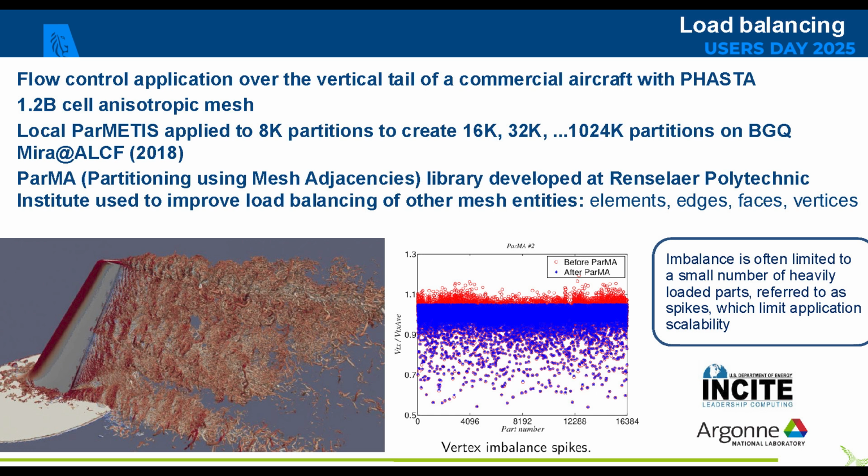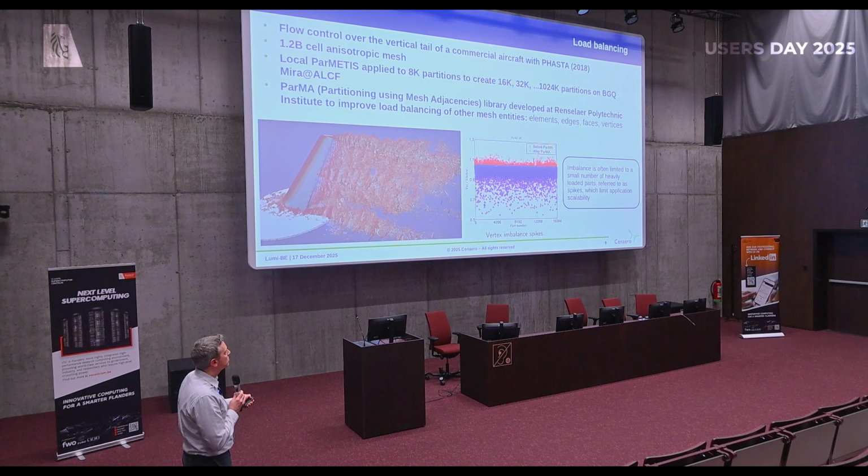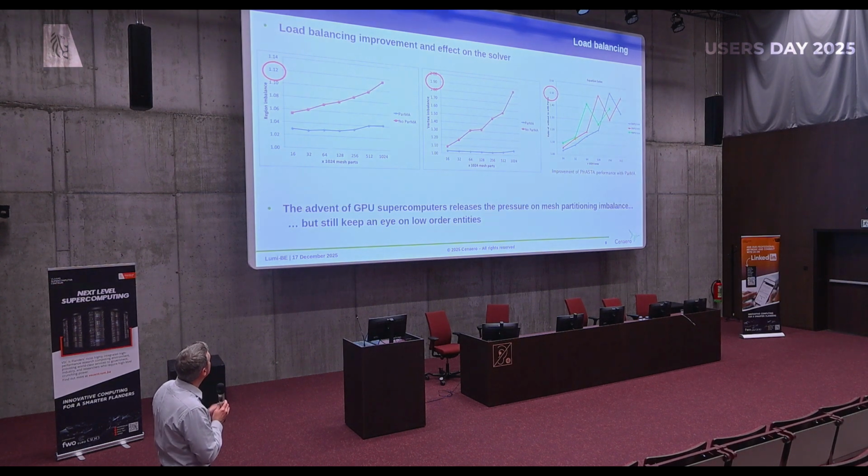And as you can see in this plot, this represents the vertex imbalance per part. You can see that most of them will be around 1, but you have a few spikes in red, and basically these will dominate the lack of scalability of your simulation. There is a library we worked with called Parma at that time, which was able to reduce the imbalance of these few parts while still maintaining the imbalance of the mesh elements.